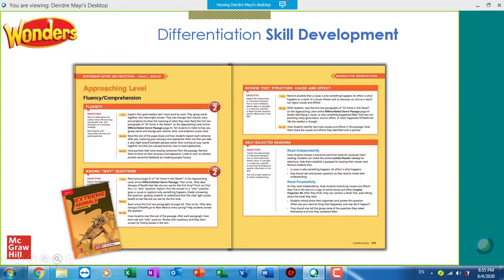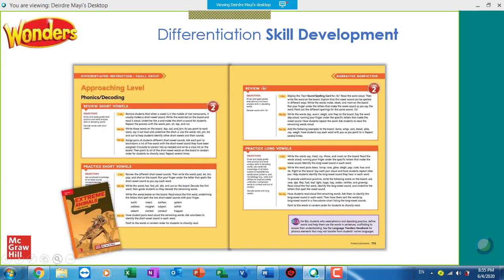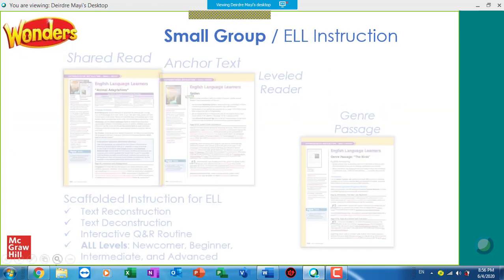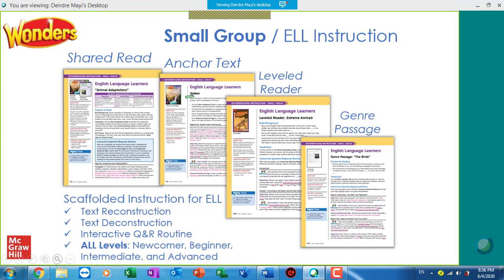Here's an example of the approaching level small group lessons. You will notice that they cover things like comprehension, even phonics and decoding, you name it. Now, we understand that perhaps these small group lessons won't give you as much help as you might need for supporting your Tier 2 students. We have digitally made available to you the Tier 2 intervention guides. They cover topics such as comprehension, phonics at grade 2, phonemic awareness, fluency, vocabulary, and writing. You're able to get into these manuals and get fully fleshed out gradual release lessons with resources that will help you better be able to teach those students who are Tier 2.